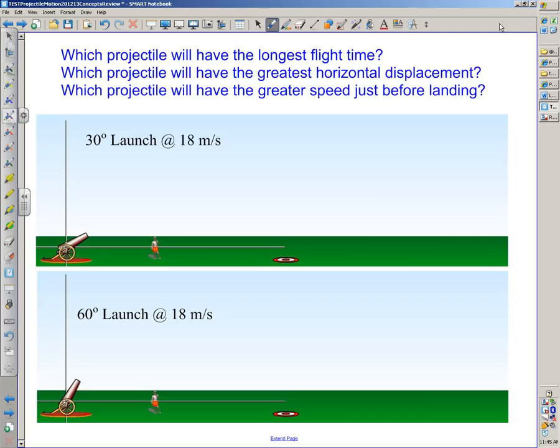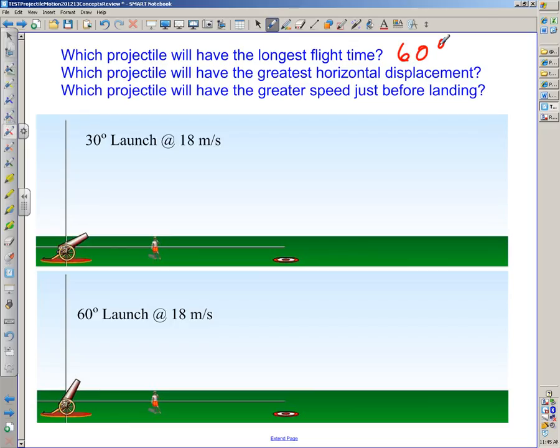So, first, which projectile will have the longest flight time? The answer is the 60-degree launch will have a longer flight time. What happens in the 60-degree launch? Where do you shoot it? Shoot it way up in the air, right?